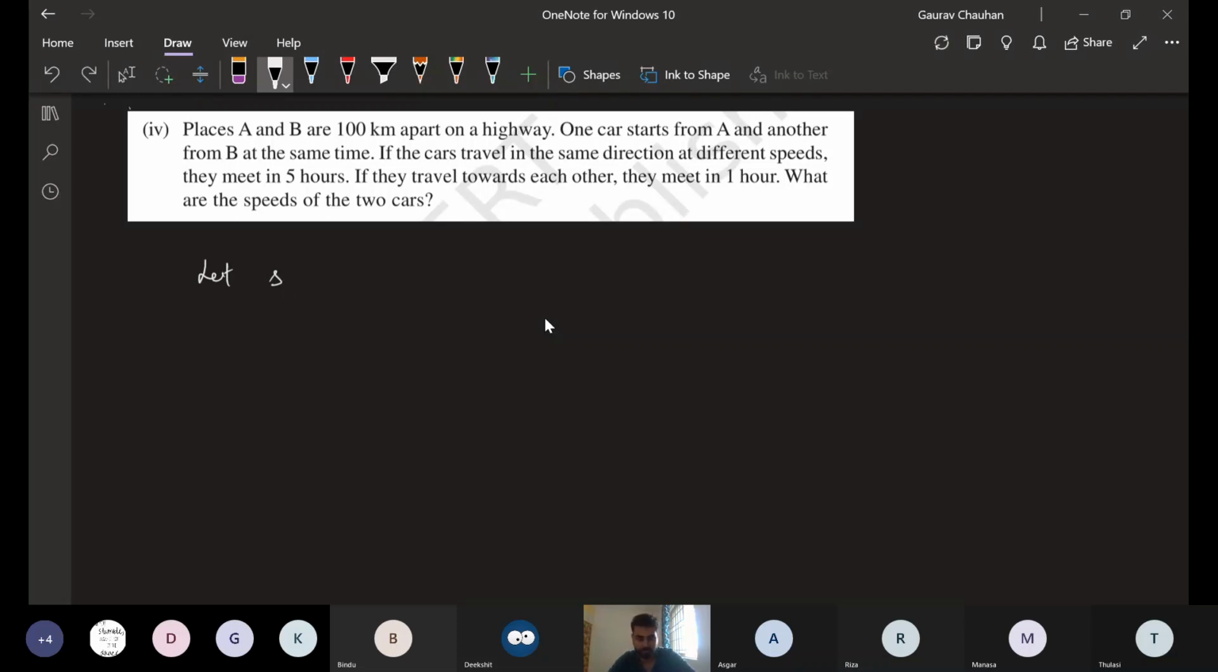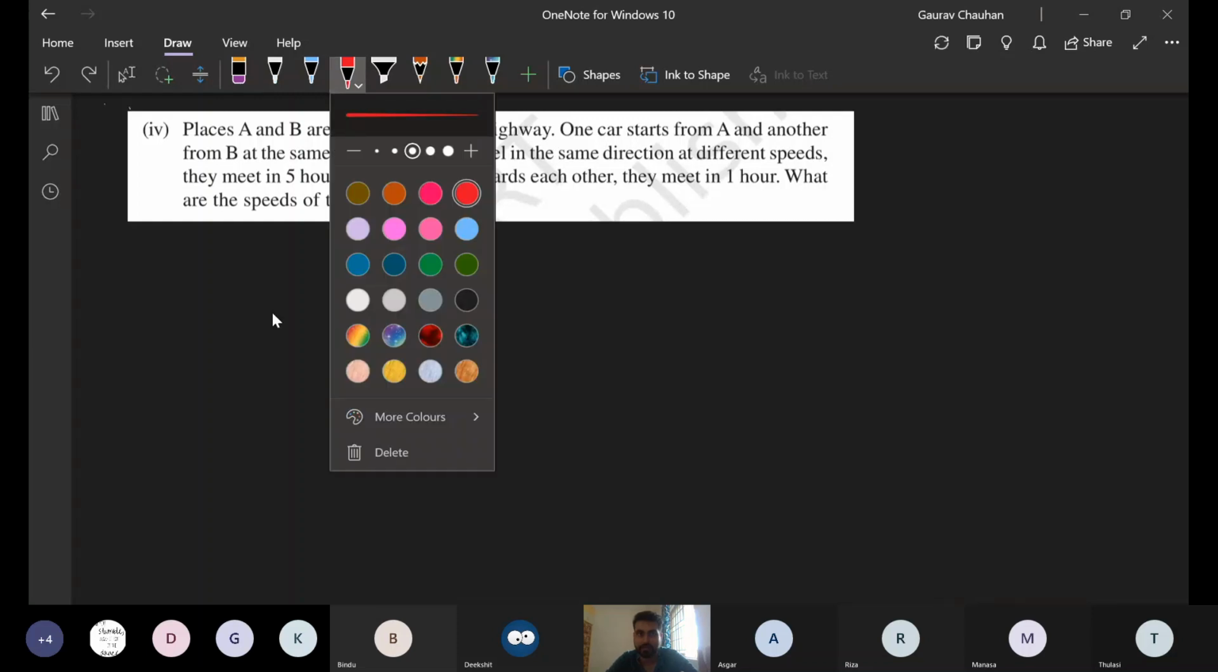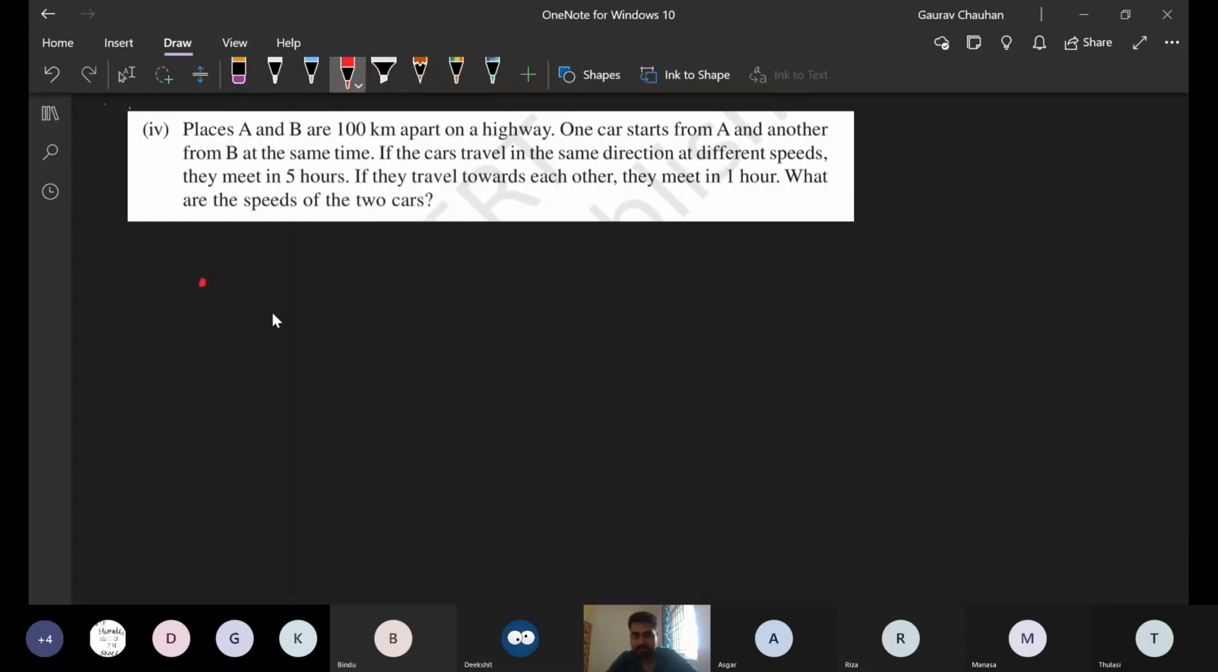Okay, we will do that, but let us draw this diagrammatically. Wherever a diagram is possible, we should draw. So I'm going to draw a diagram for this. What it's saying is, one car starts from A. So places A and B are 100 km apart on a highway. Basically, they're saying in a straight line segment, 100 km apart. Maybe it is not straight, but the car has to travel 100 kilometers, so it does not matter. So A and B, this is 100 km far away.